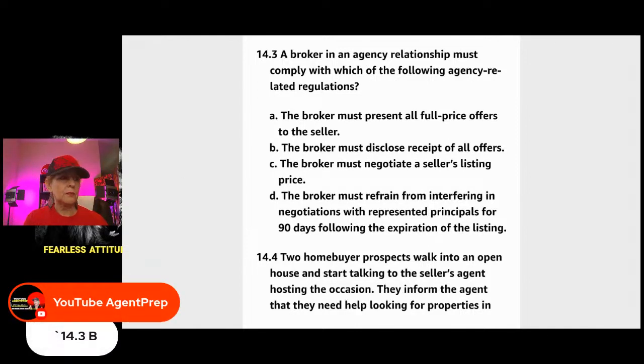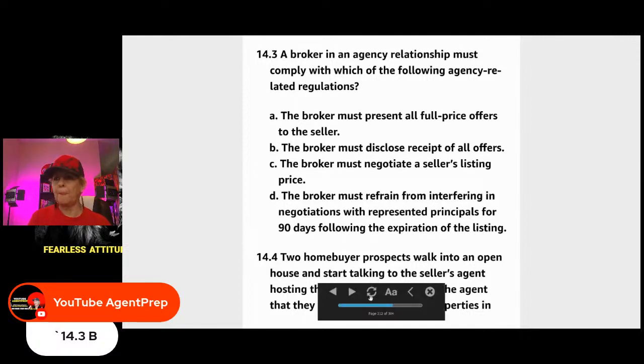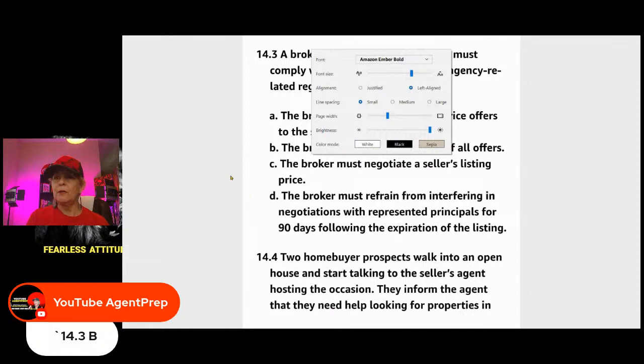So the answer would be, keep that in mind, that all offers must be disclosed, okay, and presented to the seller. Now, we must disclose them. And if the seller says, no, I don't accept that price, then we inform the other realtor. In some states, in Texas, a seller can wait, not respond, counter, reject, or accept.